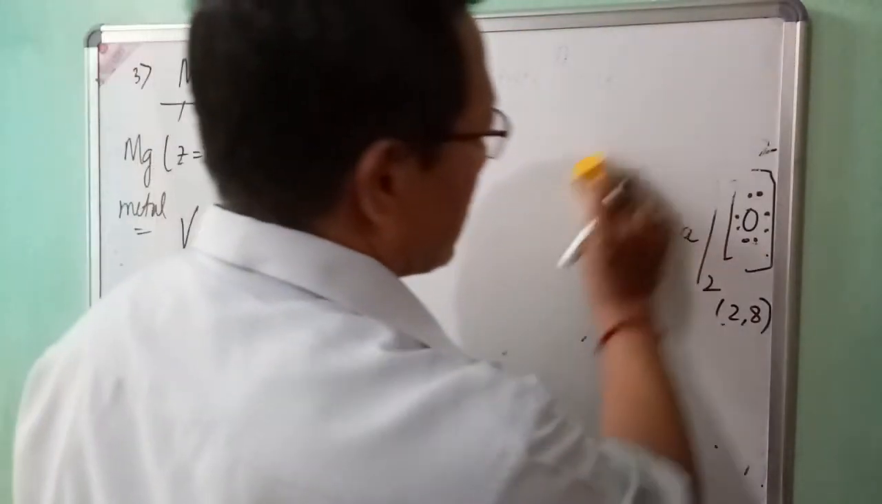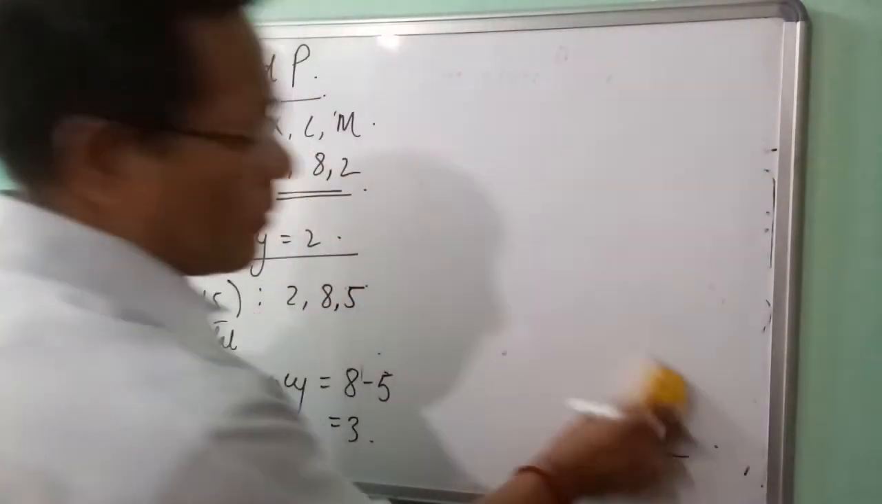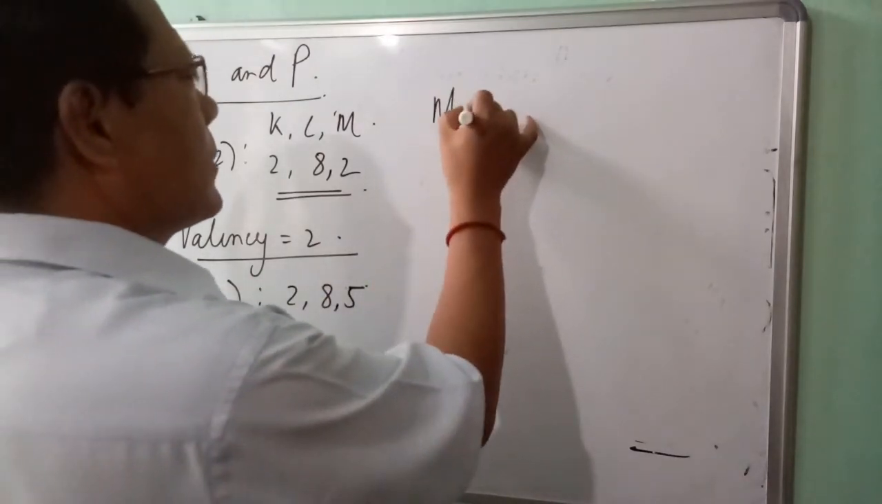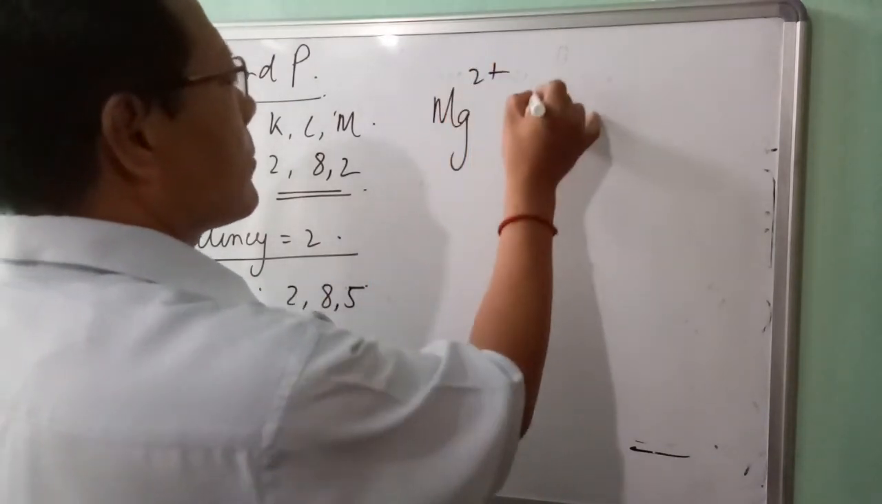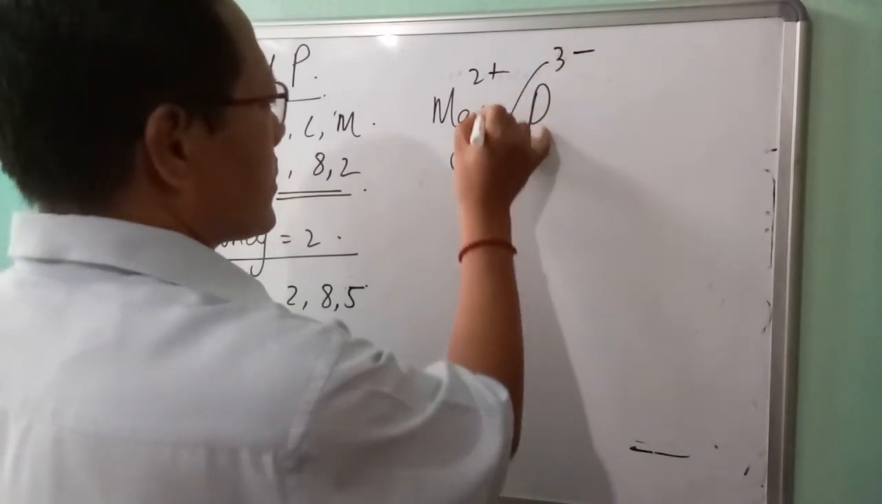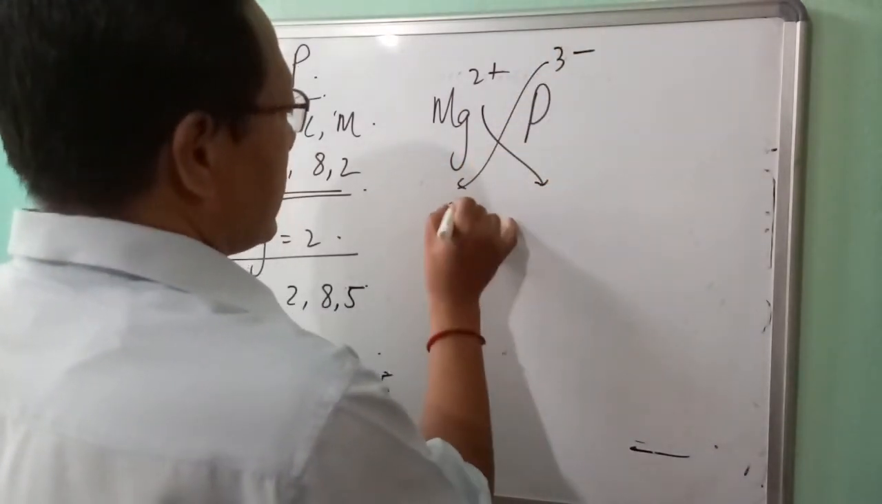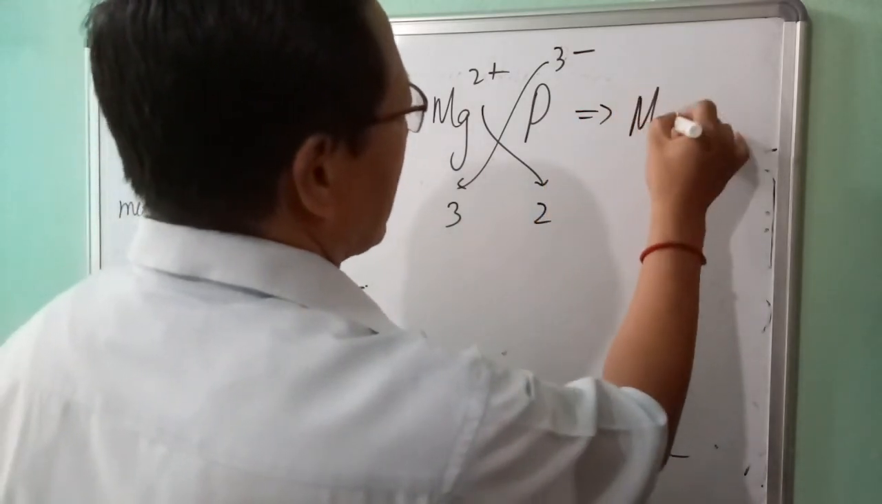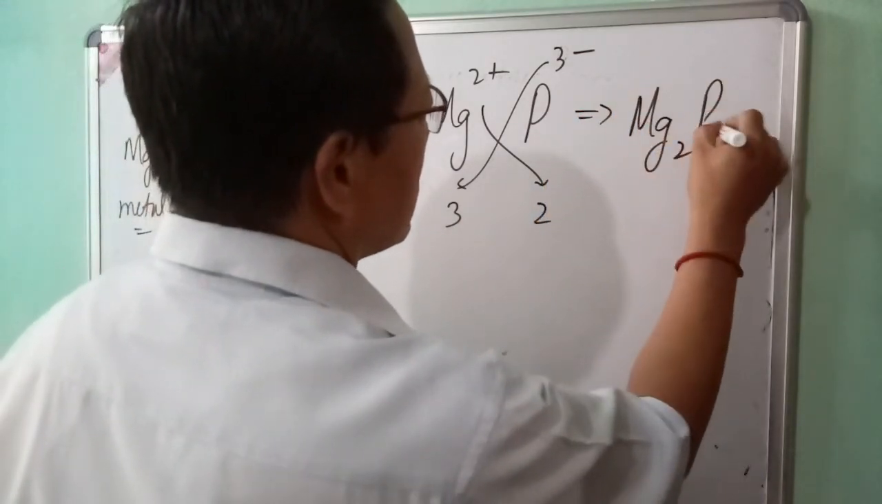So let us cross the valences in order to find out the formula. Magnesium is a metal with a plus valence, phosphorus is a non-metal with a minus valence. Crossing the valences, the formula of magnesium phosphide is Mg3P2.